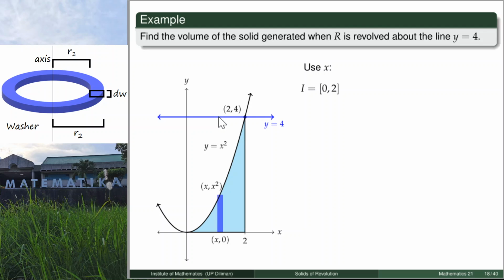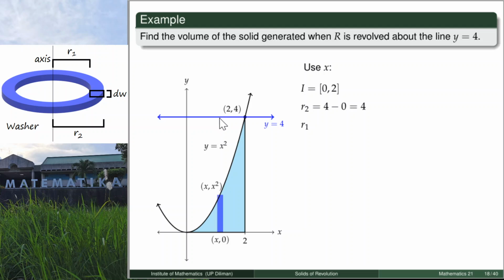The outer radius is distance from axis going to the farther end of the rectangle. So this is vertical distance, so therefore that will just be y up minus y down, where y up is, what's the y coordinate here? It's y equals 4. Okay? So we will have 4 minus y down, which is y equals 0. So 4 minus 0. How about the inner radius?